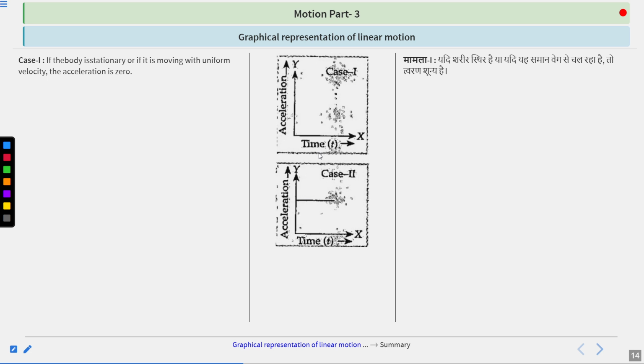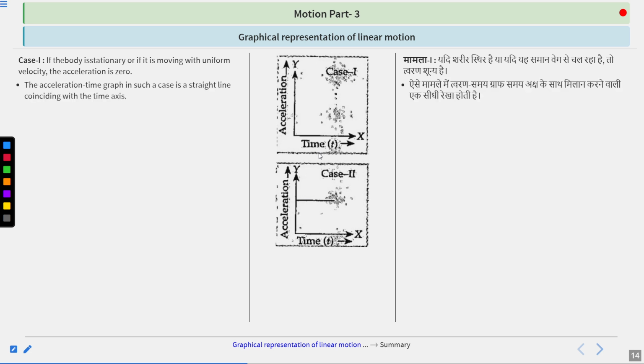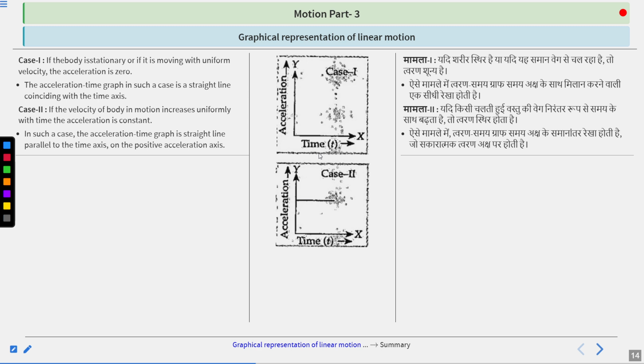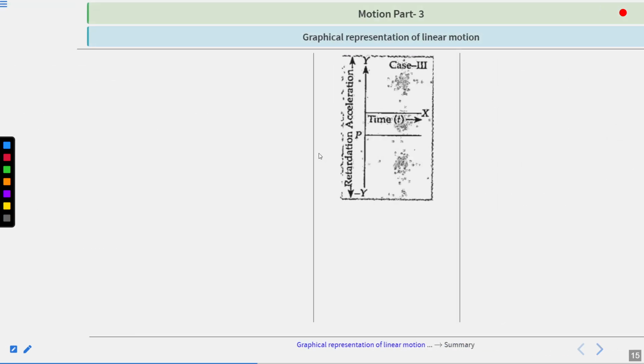First case, if the body is stationary or if it is moving with a uniform velocity, the acceleration is 0. The acceleration time graph in such a case is a straight line coinciding with the time axis. Case 2, if the velocity of the body in motion increases uniformly, the acceleration is constant. In such a case, the acceleration time graph is a straight line parallel to the time axis on the positive acceleration axis.